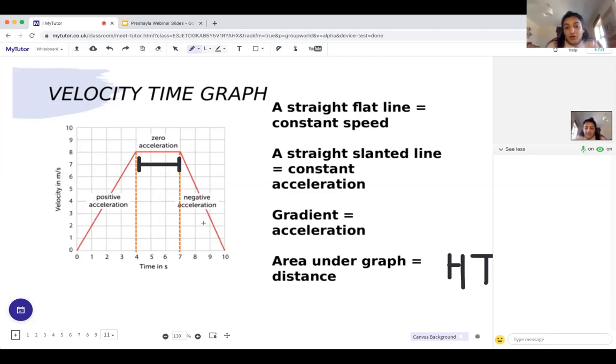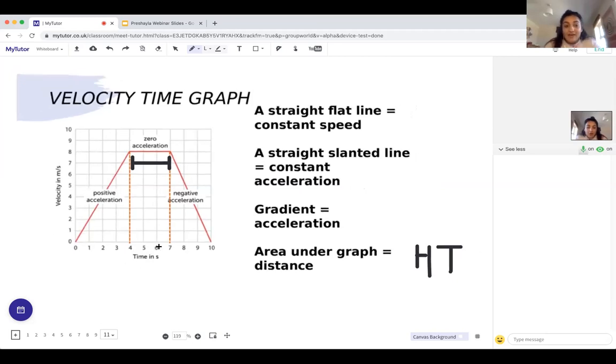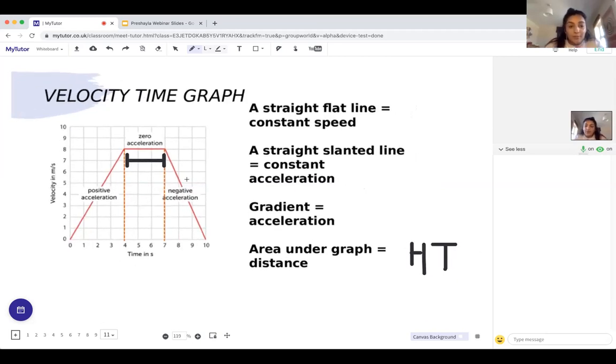Okay, so it does rely on you knowing your equations for the area of a rectangle and the area of a triangle, which I'm sure you know, is base times height for a rectangle and base times height divided by 2 for a triangle. So you may have to interpret the distance from a velocity time graph, which is the area underneath the graph. And what I mean by the area underneath the graph is this shaded section here. So all of this is the area under the graph. Okay, so you need to find the area of this whole section.